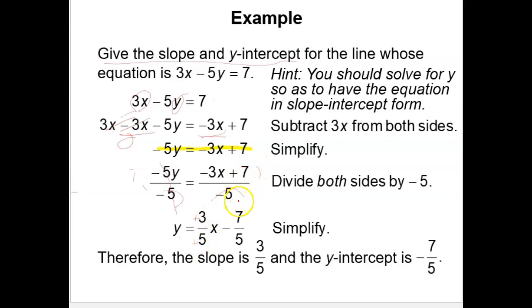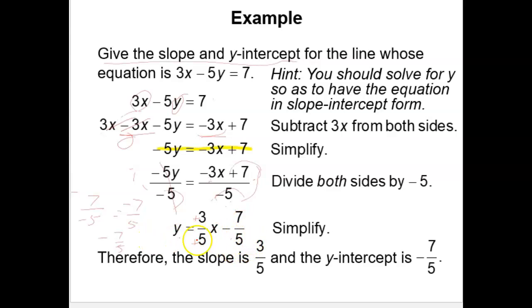Positive 7 divided by a negative 5. With fractions, if I have 7 over negative 5, that's the same as negative 7 over 5, which is the same as the negative of 7 divided by 5. So we've just written this 7 over negative 5 here as negative 7 over 5. When you divide both sides of the equation, you have to divide every term on the right, not just the first one. So that's where this 5 comes from.